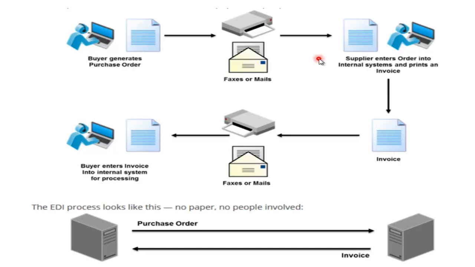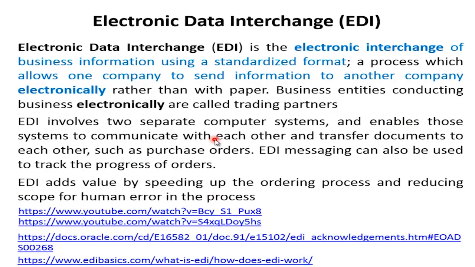This is how EDI works in manual form. The buyer generates the purchase order and faxes the purchase order to the supplier. The supplier enters the order information into their internal system and prints an invoice. That invoice is faxed back. Buyers then take those data and enter them into their internal system. The EDI process looks like no paper, no people involved. The purchase order, then the invoice comes. So, it happens in electronic form by using software.